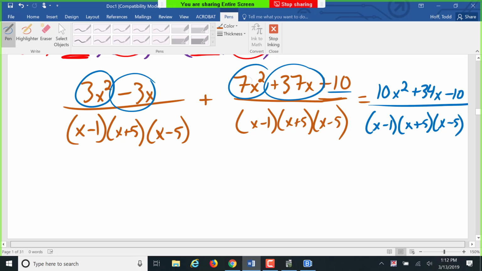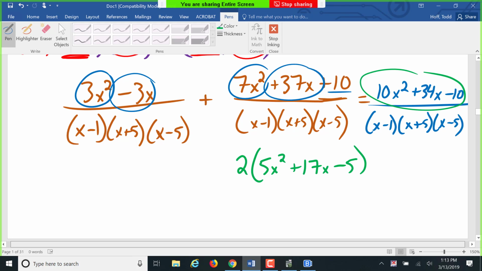To factor this, first thing we do is take out that common factor, which is 2. Can I factor what's left over? 5x squared plus 17x minus 5. Does that factor? I'll let you off the hook. It doesn't factor, so we cannot reduce this. This is our answer right here. Now we may run into examples that can be reduced, so you do have to be used to double checking to make sure that that numerator doesn't factor.